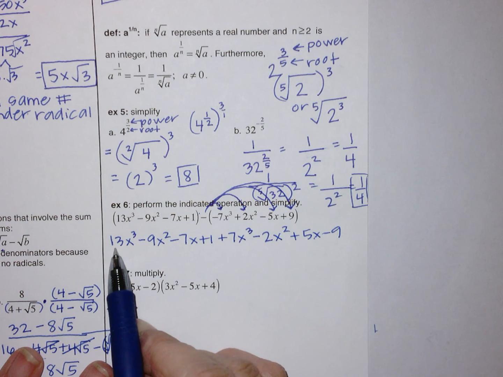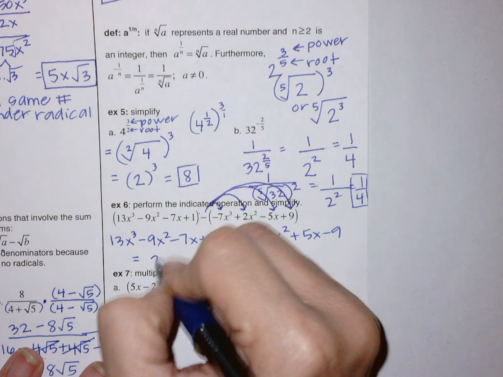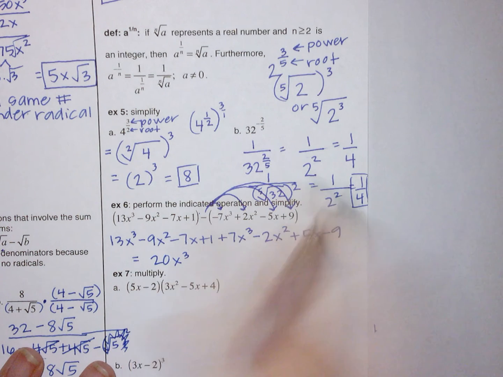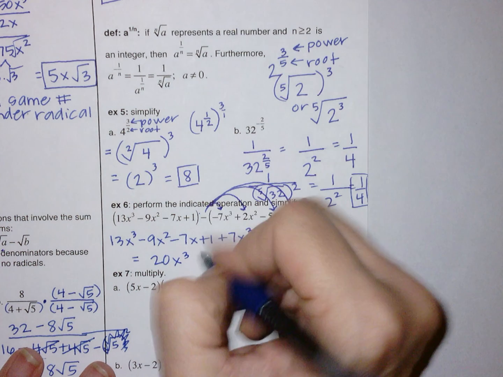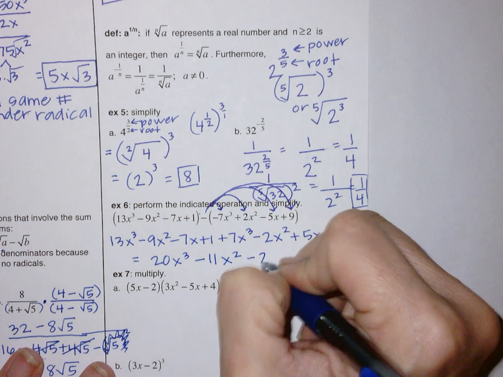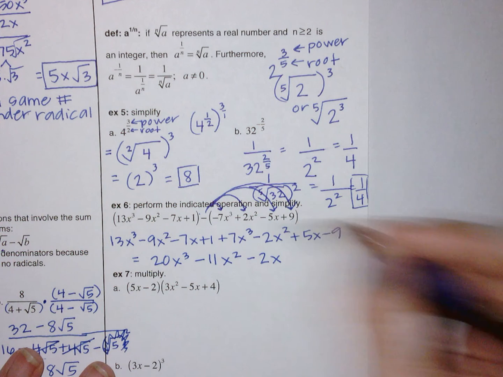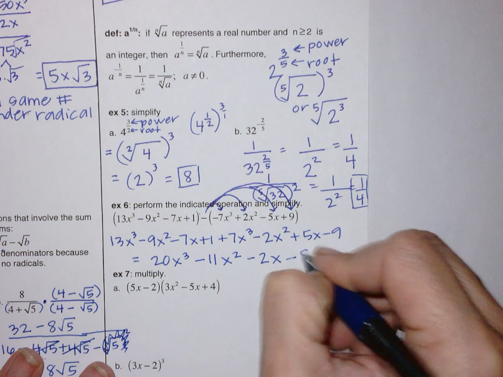So 13x cubed and 7x cubed is 20x cubed. Negative 9x squared and negative 2x squared is negative 11x squared. Negative 7x and 5x is negative 2x, and 1 minus 9 is negative 8.